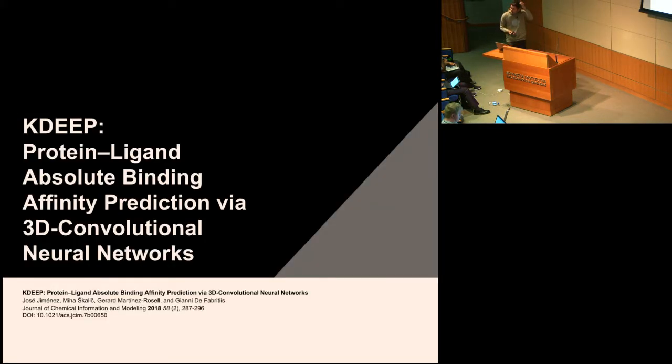So the second application we had was what we call KDeep. It's a binding affinity calculator. We were really keen to show that we could do something there because we've been struggling with MD for years trying to do something useful, fast, and with some accuracy.